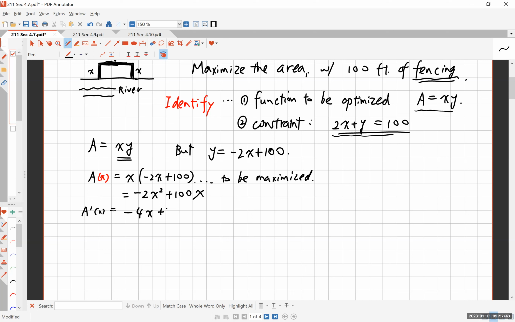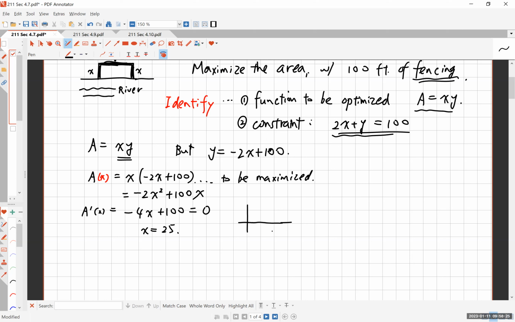Negative 4x plus 100. You set this equal to 0 because you want to find the critical point. x is 25. Now, of course, we found a critical point, but remember, what happens at a critical point to a function? It could have a local minimum, it could have a local maximum, and it could be neither. So we have to investigate the shape of the graph. Shape of the graph, that sounds familiar. Yes, that's exactly what we were looking at earlier in the chapter.